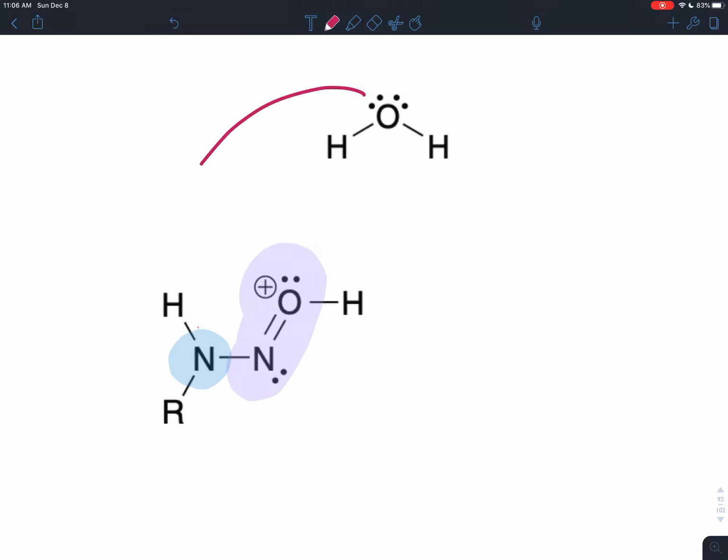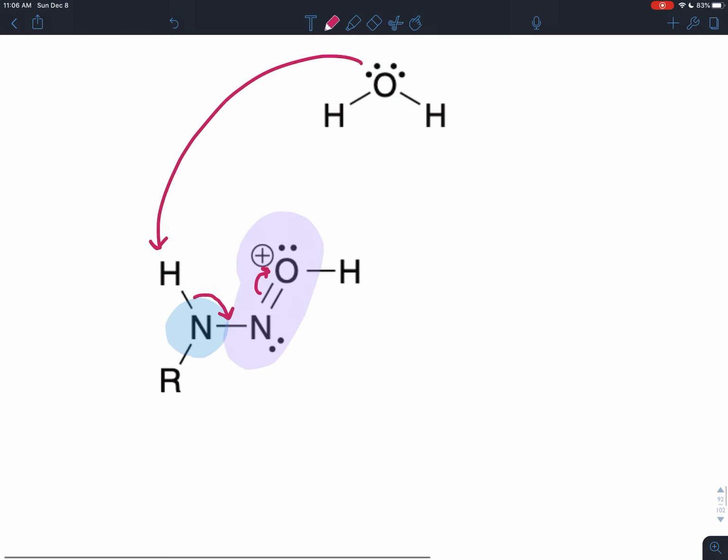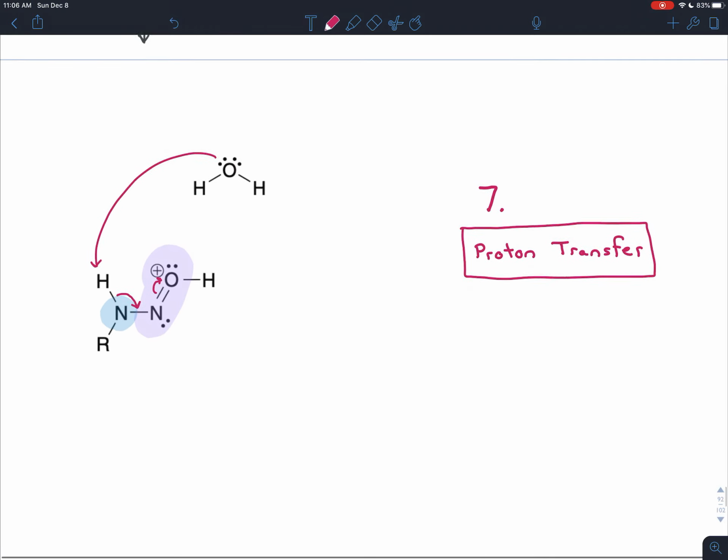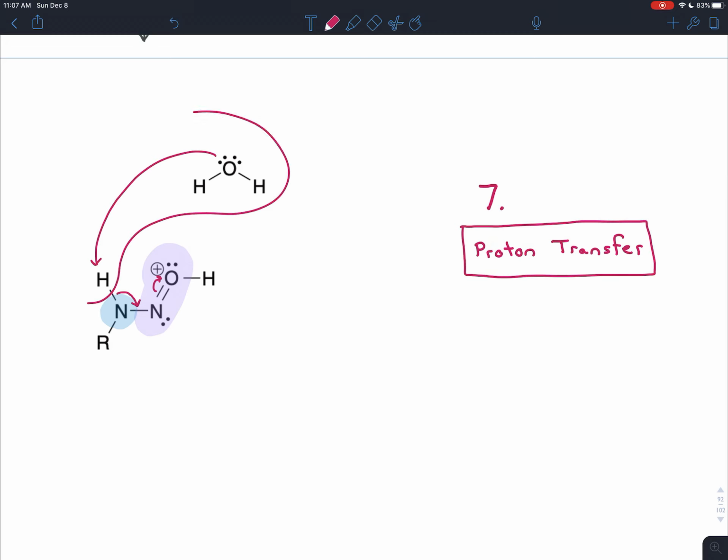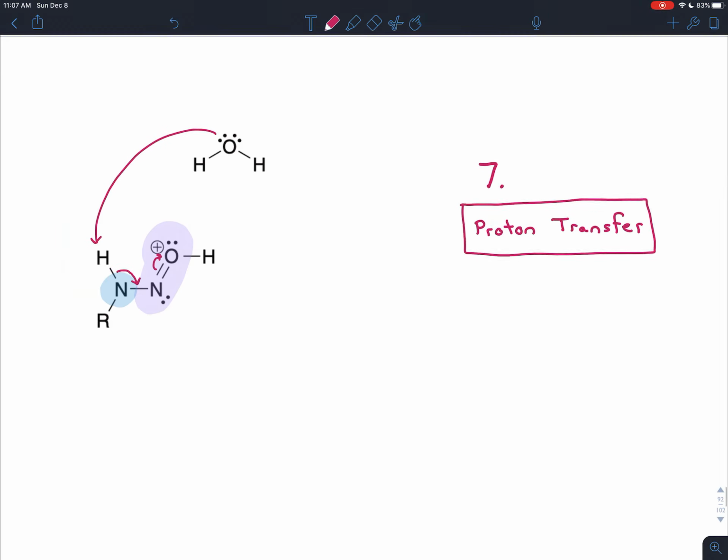And so water here can act as a base, steal this slightly positive hydrogen. This can go toward the other nitrogen, and that kicks these pi electrons up to stabilize that positive charge. So ultimately we're doing a proton transfer. We're taking this hydrogen and putting it onto a water molecule.